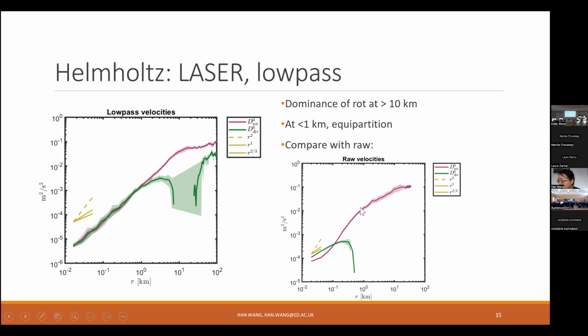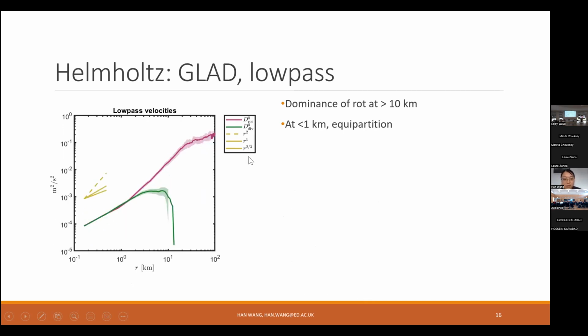If we only look at the raw component without doing the Lagrangian filtering, we see a dominance of the divergent component at smaller scales, and now we know that this is due to waves. And if we look at only the balanced flow, we actually see an equipartition. In the GLAD data set, we see something similar.